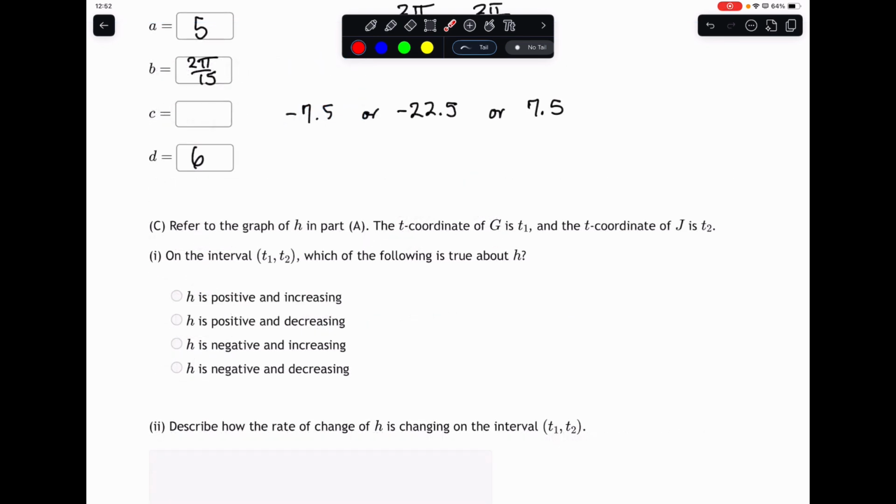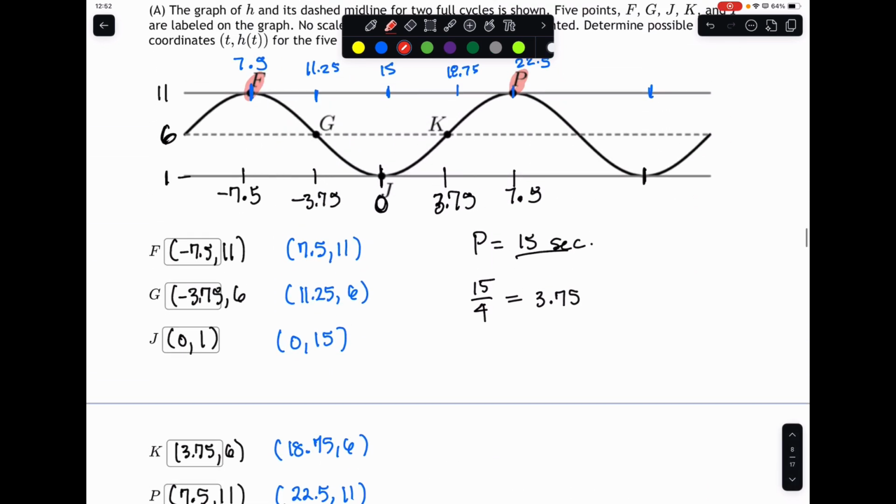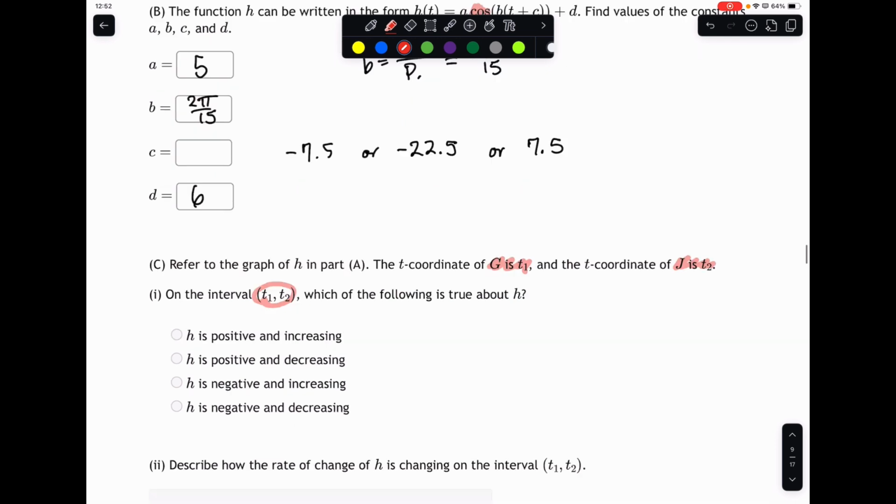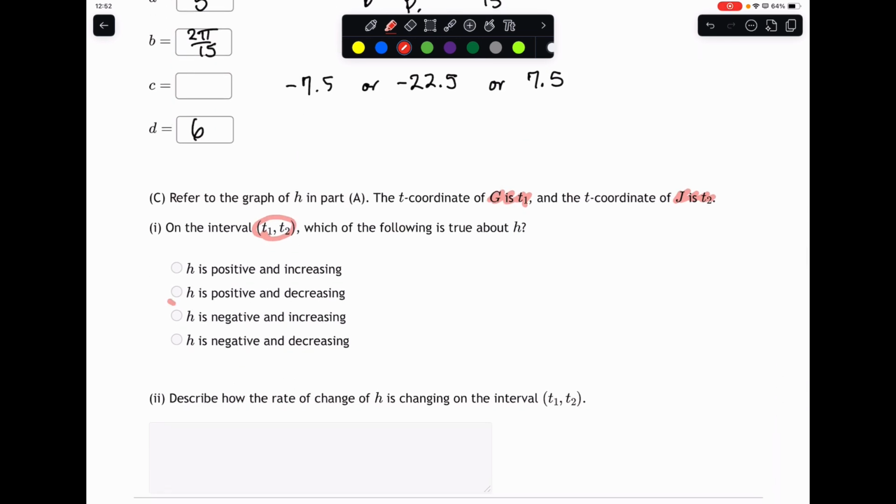Now for question C, we're going to look at the t coordinate of G as T1, and the t coordinate of J as T2. And we're going to look at what's happening there. So if I look at the values of G to J, first of all, the y values are both positive. I'm going from positive 6 to positive 1. So all my y values are positive, and then I'm going down. So the correct answer is going to be that H is positive and decreasing.